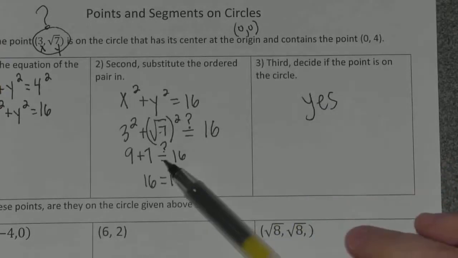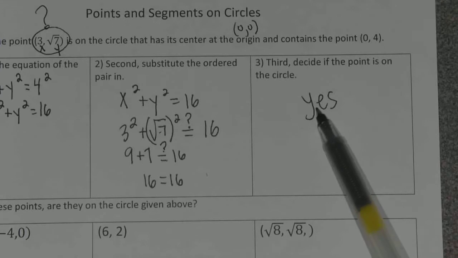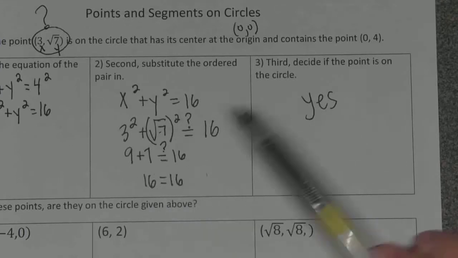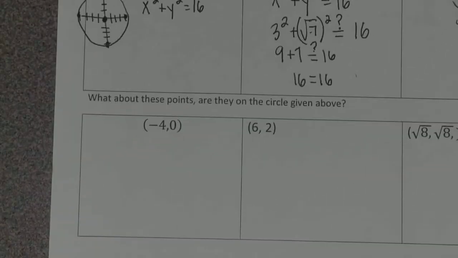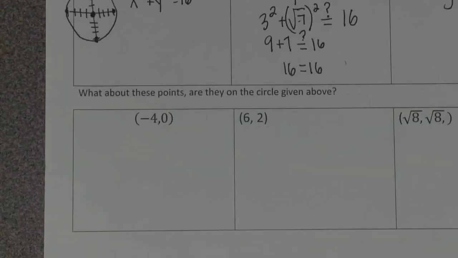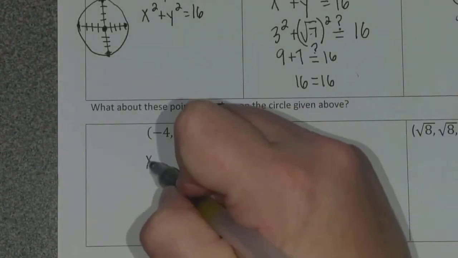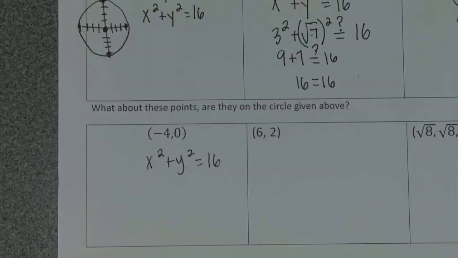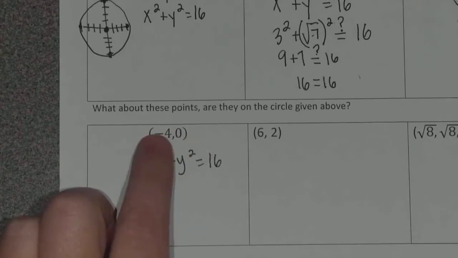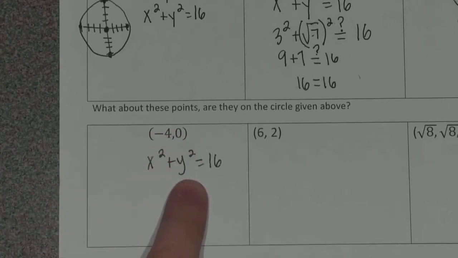So the third thing you do is you look and see if this is a true statement. If it is a true statement, my answer is yes. If this was a false statement, my answer is no. Okay? All right, so then it says, well, what about these points? Are they on the circle that we had above? Well, our circle we had above was x squared plus y squared equals 16. I need to check these points to see if they're on that circle. So what am I doing with these ordered pairs? I'm substituting them in for the x and the y.